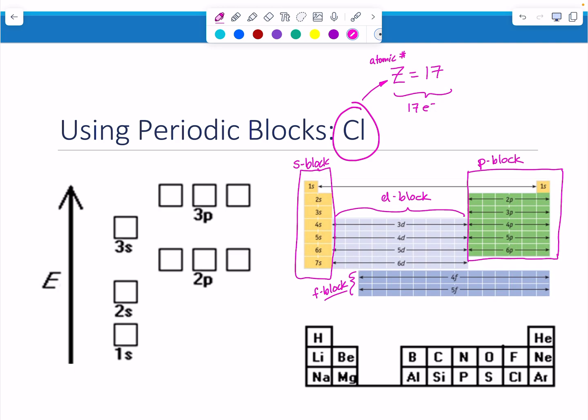Now we could try to write the complete electron configuration, or what we can do is we can use our blocks. So today we're going to use the blocks to figure out what those outermost electrons are, and once you know that, everything lower than that in energy is already filled. Okay, so here's how we do it. We find the position of chlorine on the periodic table, and it is right here. What block is chlorine in?